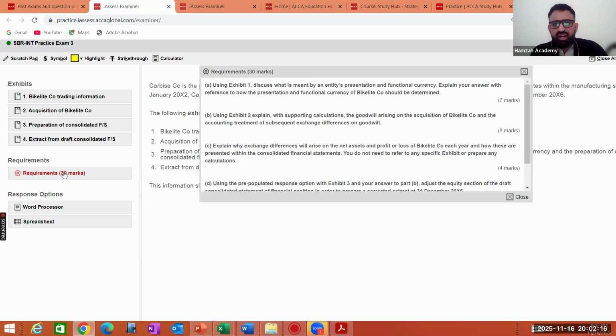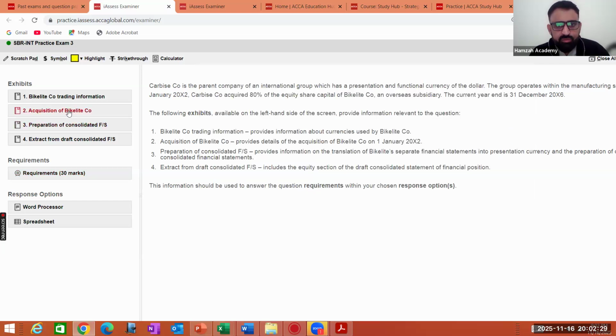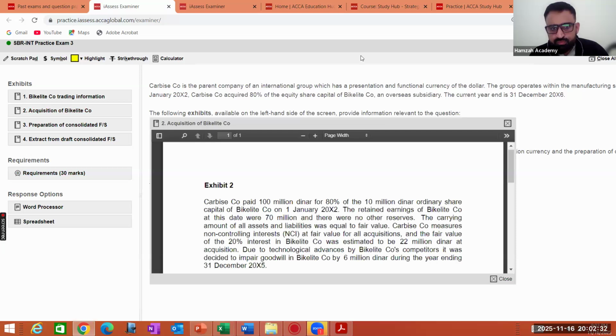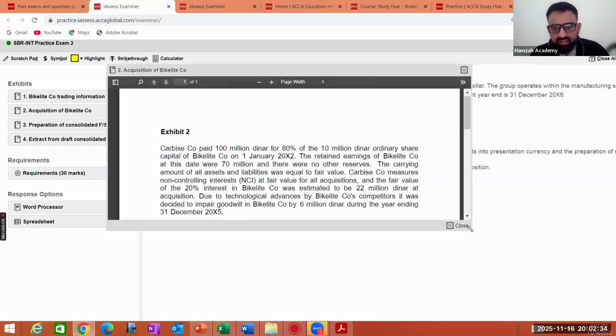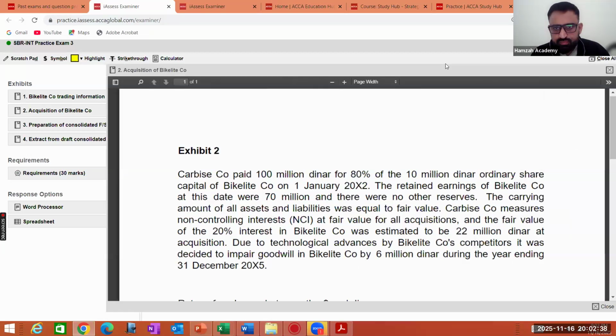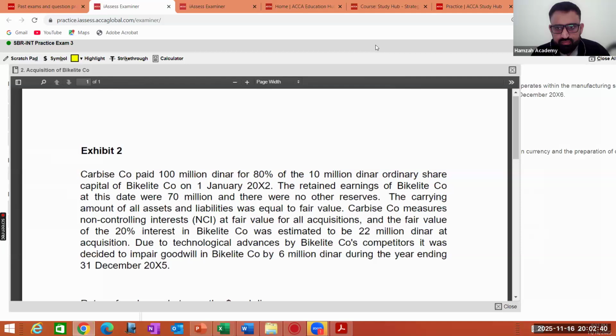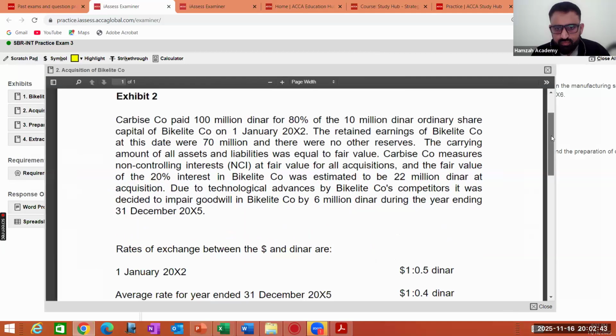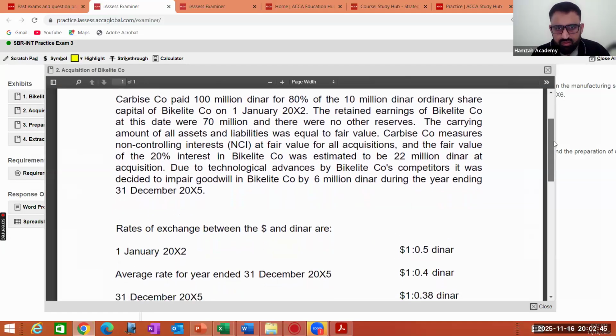And part C is explain why exchange differences will arise on net. Okay, that is a different part. Focusing only on B, calculation of goodwill and the exchange differences and their accounting, for that purpose we have to go through exhibit number 2.